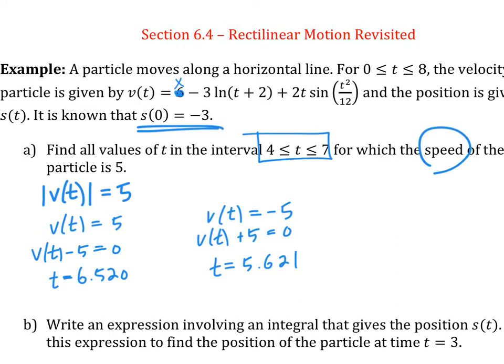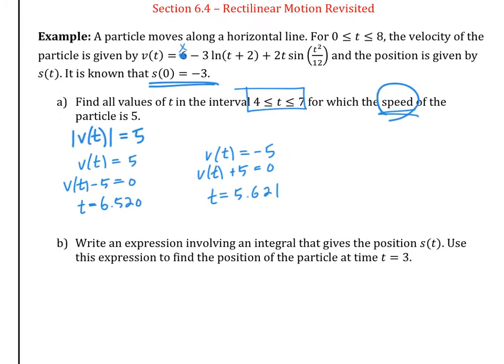The tricky part again of part A is speed. It's not asking when velocity is 5. It's asking when speed is 5. That means you have positive and negative.